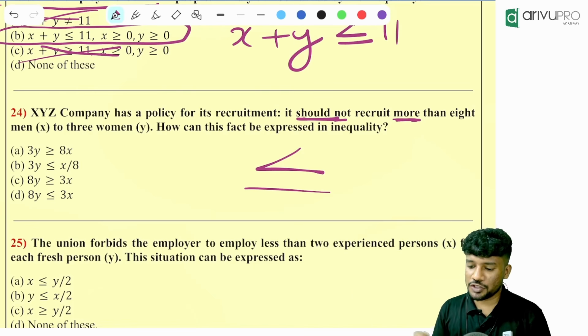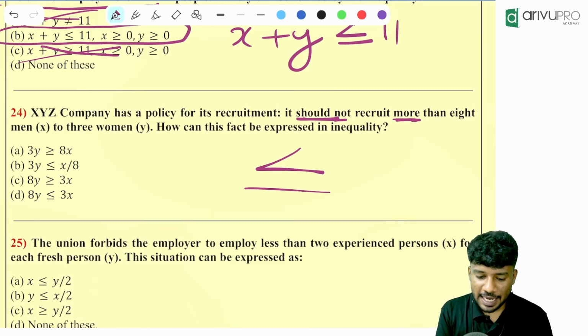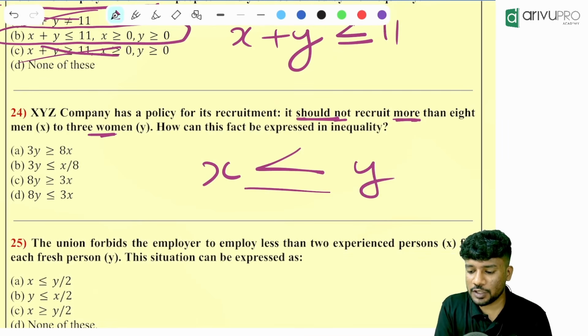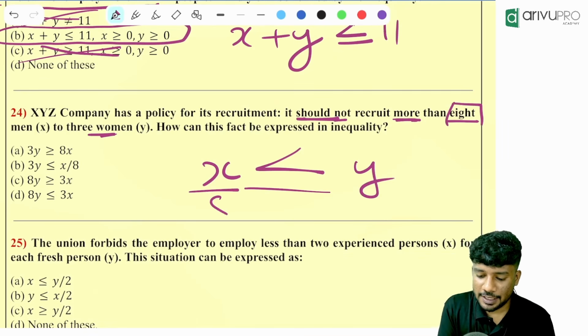Okay. Now, should not recruit more than 8 men. You will put X. Then, how many women are there? Y are there. Now, you tell me, how many men are there? 8 men are there.